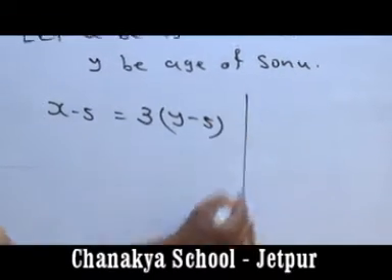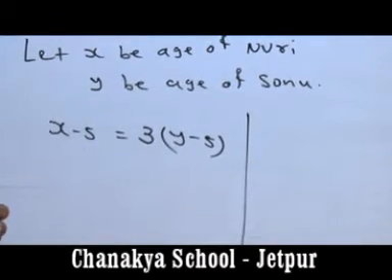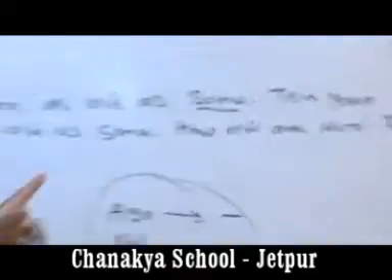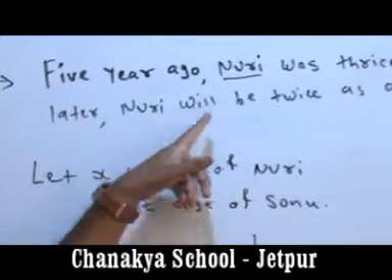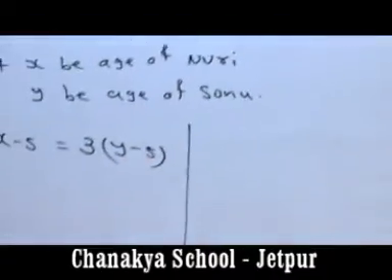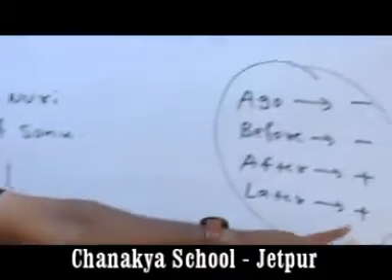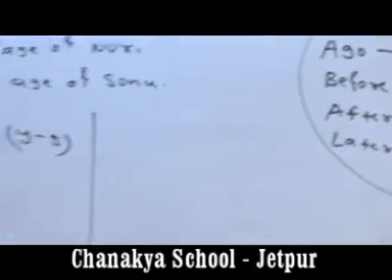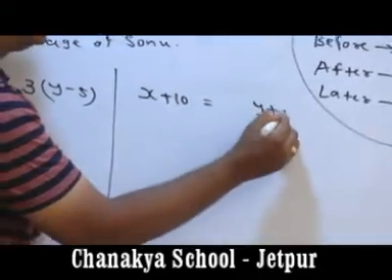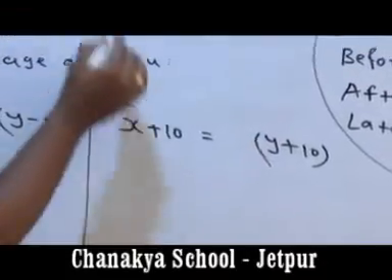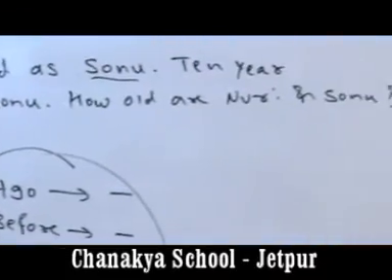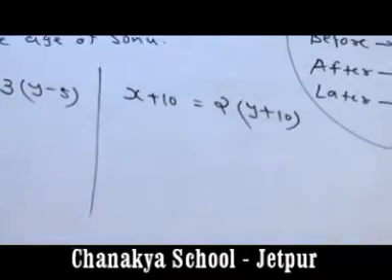Okay students, next statement is going to be in a form of equation, that is 10 years later Nuri will be twice as old as Sonu. 10 years later, that means we are going to add. Adding 10 on both sides, x plus 10 equal to y plus 10 bracket. Here word twice is given, that is 2 times. Now students, we have converted statements in mathematical equation forms.